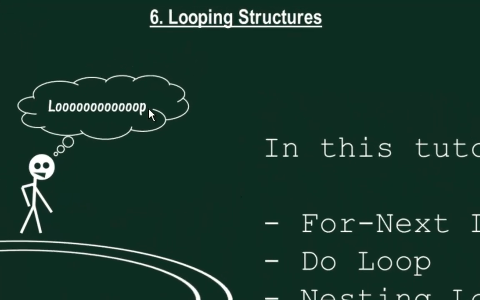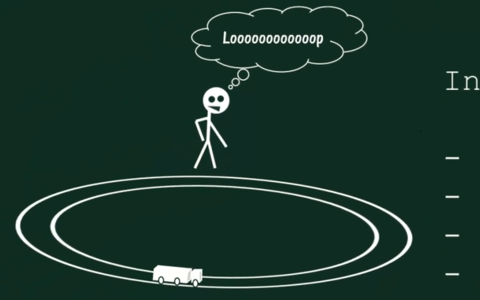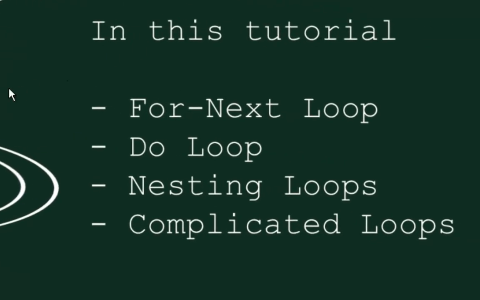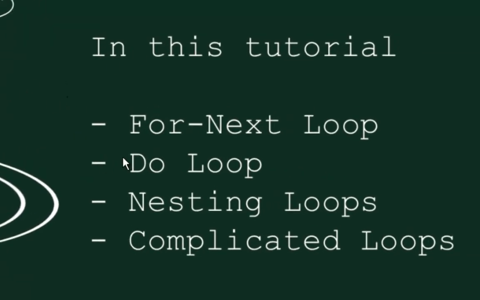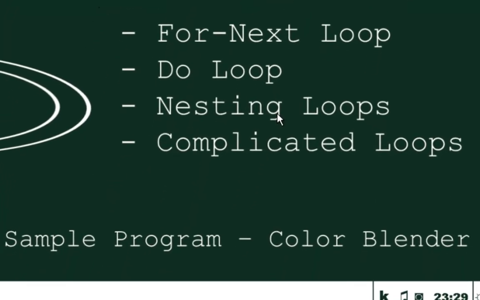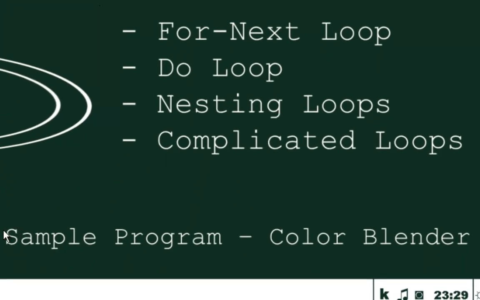Hey guys, let us move to our 6th tutorial where I'll be telling you about the looping structures, also called the iteration constructs. In this tutorial, we'll learn about the for next loops, the do loop, the nesting of loops, and some complicated loops along with their solutions. We will also create a sample program called the color blender.